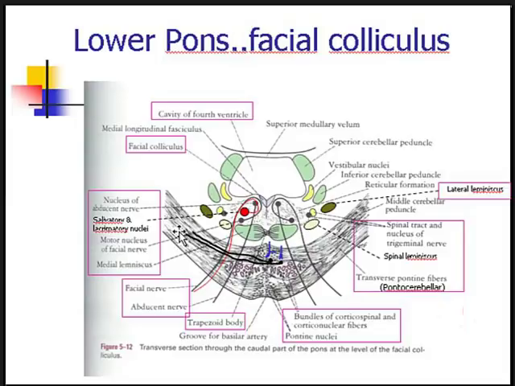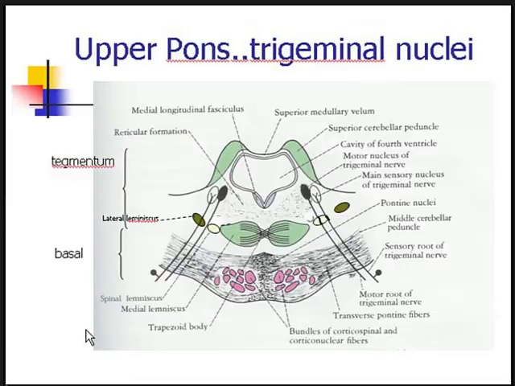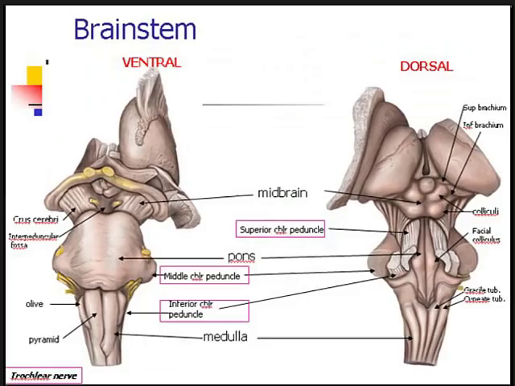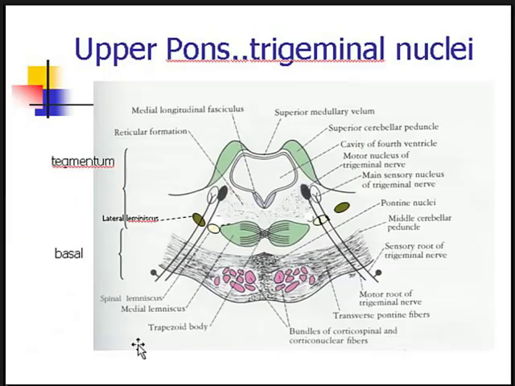Let's look now at the upper level of the pons, which is here. So we've taken a section a little higher up, at this level, so you don't see the facial colliculus, but now you're looking at the trigeminal nerve nuclei. So that's where we are taking this. So let's look at the section at the upper level of the pons. The arrangement remains the same. This part is the tegmentum, this part is the basilar part.